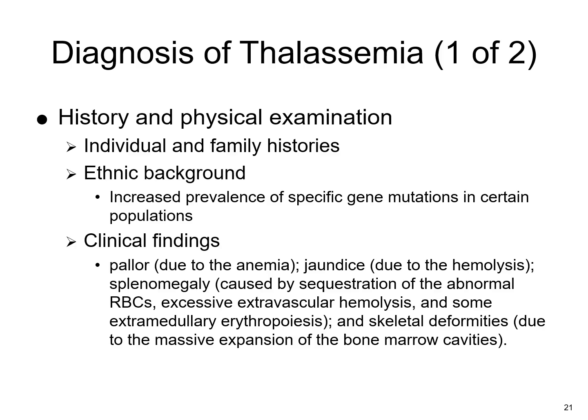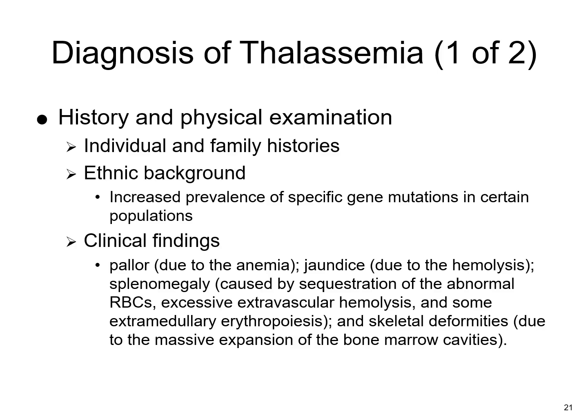Clinically, patients may present with pallor reflecting anemia and jaundice caused by ongoing hemolysis of abnormal red blood cells. Splenomegaly is also a common finding resulting from the sequestration and destruction of defective red blood cells.